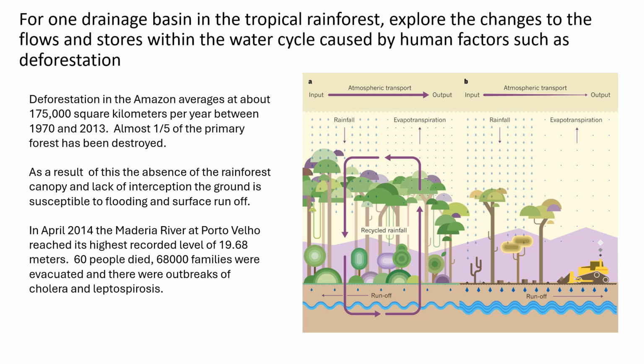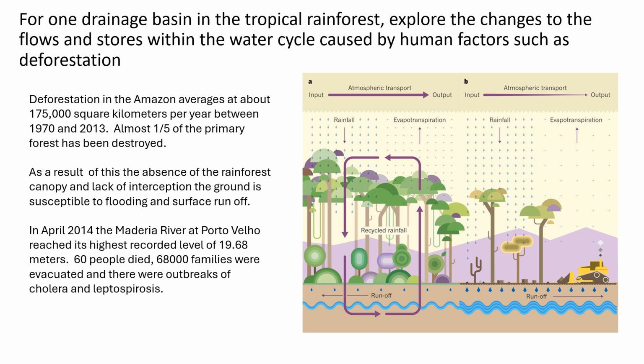Well, okay, so we get natural variations. What about human factors? Well, as I'm sure you know, deforestation is a major impact. And if we look at the diagram here, we can see on the left of the diagram a normal rainforest, how it's recycling the rain. And then on the right, we can see what happens when you experience deforestation.